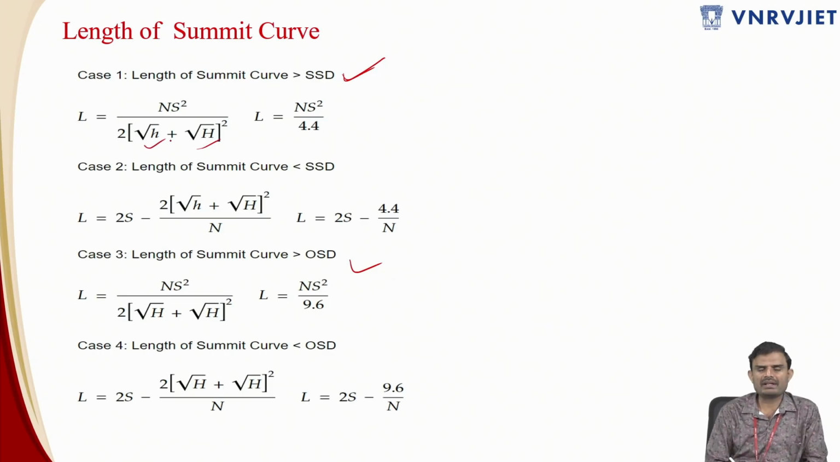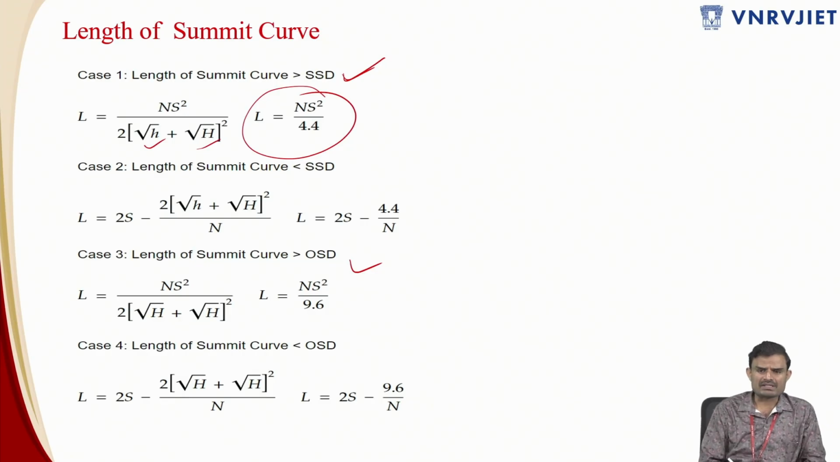This h is nothing but the height of the object, because for the stopping sight distance you will have an object which is present somewhere. So the minimum height of the object should be 15 centimeters, which is 0.15 meters, and capital H is the height of the driver. You substitute the values of small h and capital H, and you will end up with the simplified formula where L is equal to N S squared by 4.4, and L is the length of the summit curve.